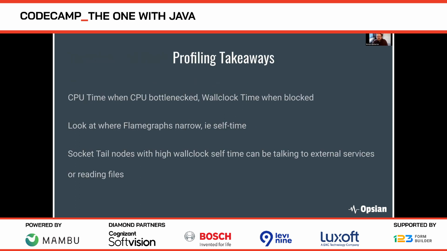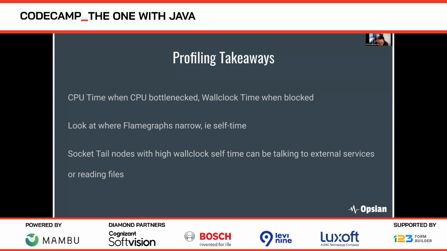More technical takeaways, kind of key tricks for looking at profiling data. You want to have an understanding of where your bottleneck is. If you're CPU bottlenecked, look at a CPU time profile. If you're not CPU bottlenecked, don't look at a CPU time profile, look at a wall clock profile, okay? That'll tell you a different view of your system. When you're looking at flame graph visualizations, you want to find where they narrow down. That's where you get self-time within your flame graph. That's the exciting bit of the flame graph, where it narrows down.